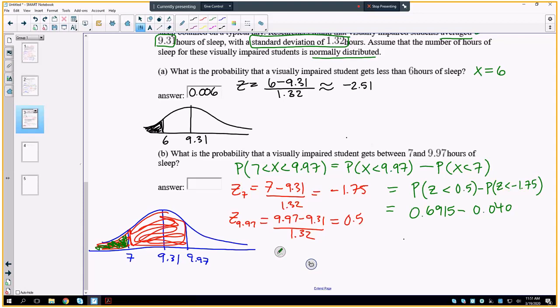So I need to find out what is 0.6915, subtract 0.0401, and that gives me 0.6514. And that answers my question. All right, the probability that a visually impaired student gets between 7 and 9.97 hours of sleep is 0.6514.